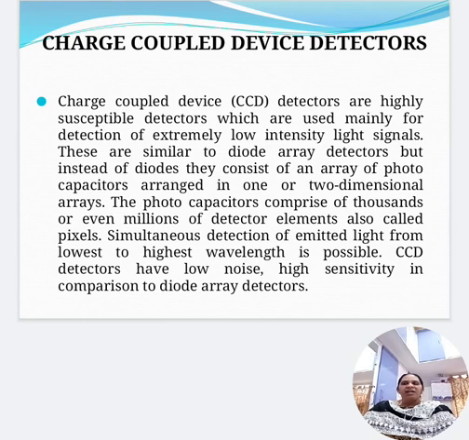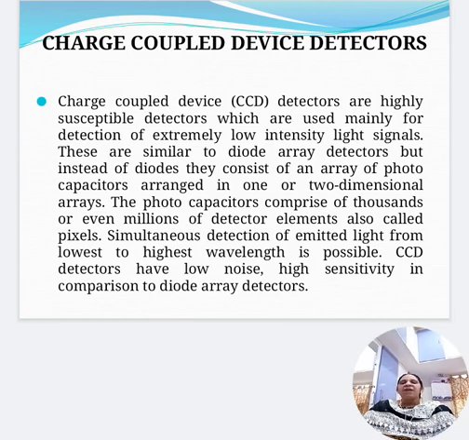In a diode array, we are using several diodes in an array. But here you are using an array of photocapacitors arranged in one or two dimensional arrays. The photocapacitors comprise thousands or even millions of detectors. Simultaneous detection of emitted light from the lowest to the highest wavelength is possible using these detectors. They are suitable for very low intensity light signals.